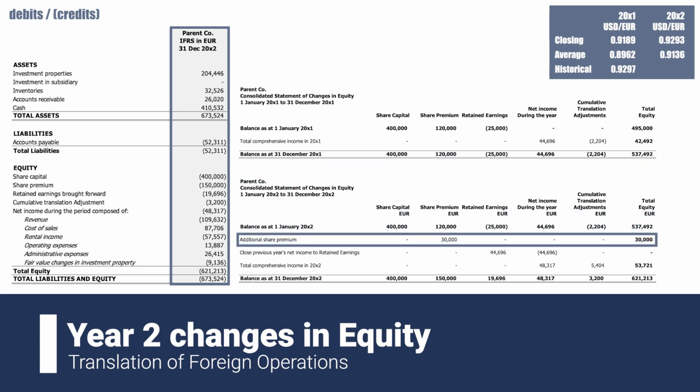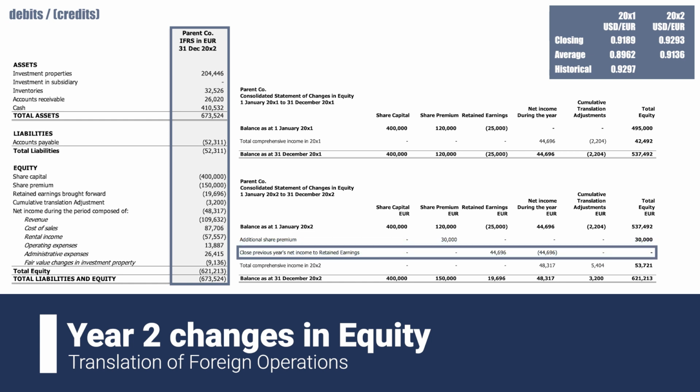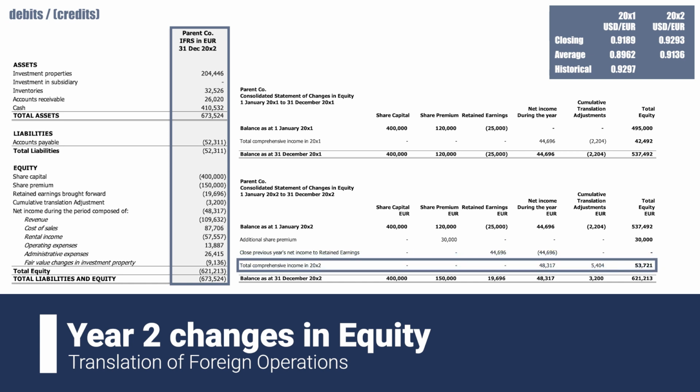We have also noticed that the parent's shareholders have contributed an additional 30,000 euro to the share premium account. We also need to move the previous year's net income into retained earnings like this. Most importantly, we need to show the total comprehensive income during the year, which is composed still of two items: the net income in euro and the movement in Cumulative Translation Adjustment account in equity. The total of the two is what we call the total comprehensive income.